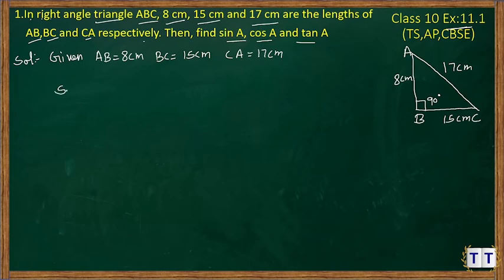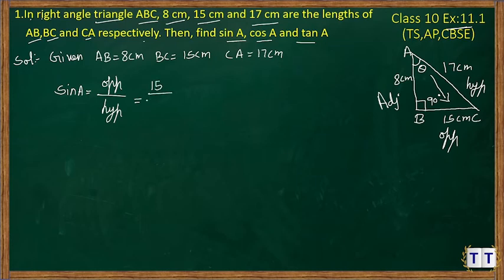As you all know, what is the formula of sin A? Sin A is opposite by hypotenuse. Sine A he is saying, so my theta will be here at A. So this will be my opposite side. This is my adjacent side, because he is saying sine A, theta is at A. This will be my hypotenuse. So opposite is how much? 15 by 17 centimeters, opposite by hypotenuse.